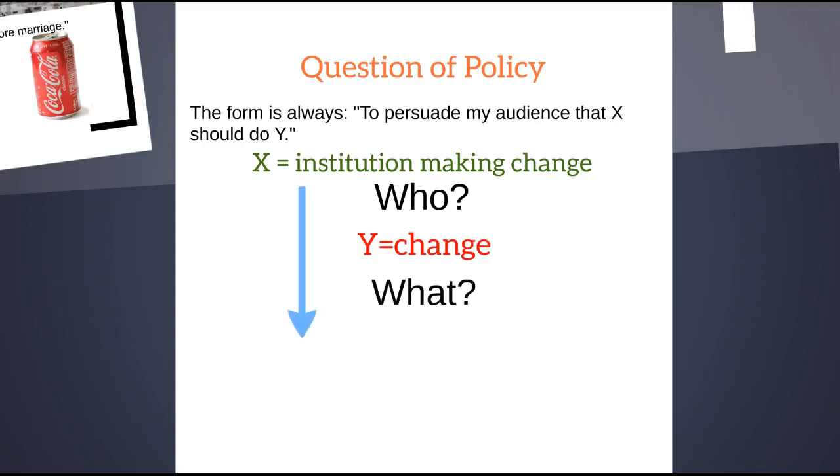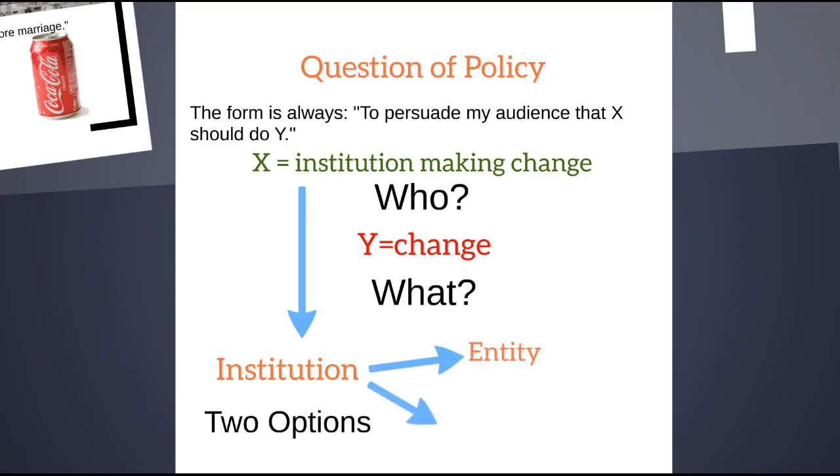Now the reason this is important is because the institution actually breaks down to two different options that you have in question of policy. So for institution, you could have two things. One, you could have an entity, and two, you could have an audience. An entity is going to be really anything that's not the audience. So the U.S. government, Palm Beach State College, the city of Lake Worth, anything like that.